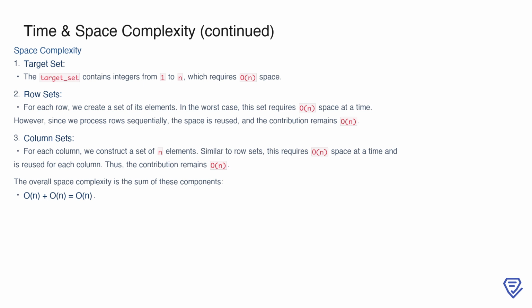Similarly, for columns, constructing a set of n elements also requires O(n) space at a time, and as with rows, this space is reused for each column. Therefore, the space required for column sets remains O(n). Adding these components together, the overall space complexity is O(n) from the target_set plus O(n) from the row and column sets, resulting in a total space complexity of O(n).